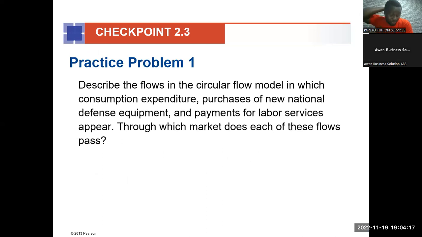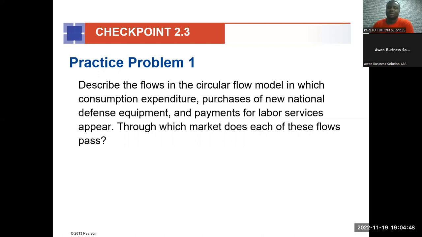All right, now I hope you remember the model we looked at, the circular flow model. Now, if you take some of the components there: consumption expenditure, purchases of new national defense equipment, and payment for labor services. Where do they actually appear? Where do they move from? And where do they go to? And then through which market does each of these actually go?